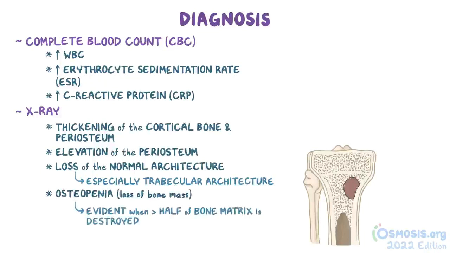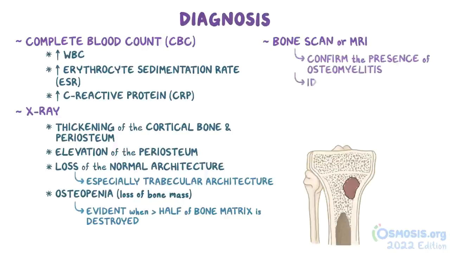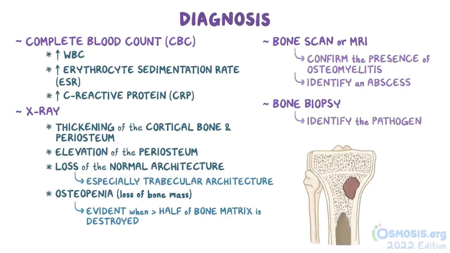destroyed. Typically, a bone scan, or MRI, is done to help confirm the presence of osteomyelitis and to identify a possible abscess. When possible, a bone biopsy is also taken to help culture and identify the pathogen responsible, as well as confirm the diagnosis.